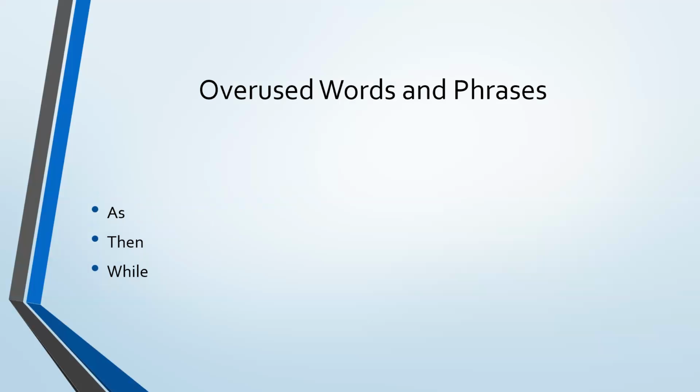Another common mistake I see in student writing and even professional writing is the overuse of the words as, then, and while. While it's not a bad thing to have these words in your writing, you don't want to overuse them. Many people use these to help them further the action of the story. I recall one author who started every other sentence with, and then. No, I am not exaggerating. Every other sentence, and then.